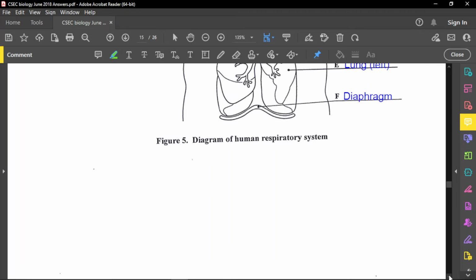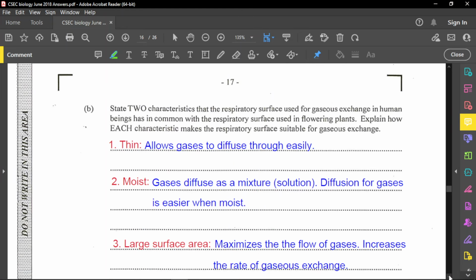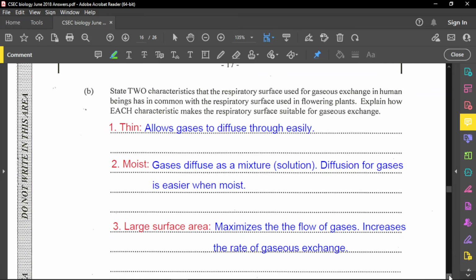All right, and so now let's see what they ask us here for part B. It says state 2 characteristics that the respiratory surface used for gaseous exchange in human beings has in common with the respiratory surface used in flowering plants. Explain how each characteristic makes the respiratory surface suitable for gaseous exchange. And again, it doesn't matter if it is human beings or plant, because respiratory surfaces do have pretty much everything in common.